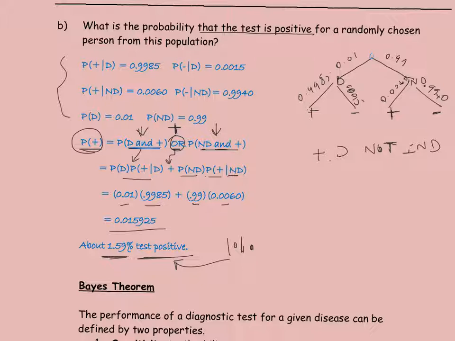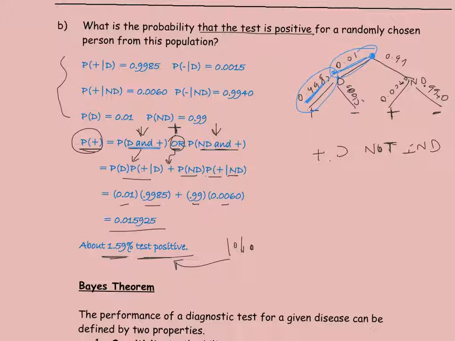So let's look at the tree diagram. The person has the disease and the test shows a positive result. So we have to go down this path. The probability of disease is 0.01 times the probability that they show positive given that they already have the disease, which is 0.9985. So multiply those two probabilities.